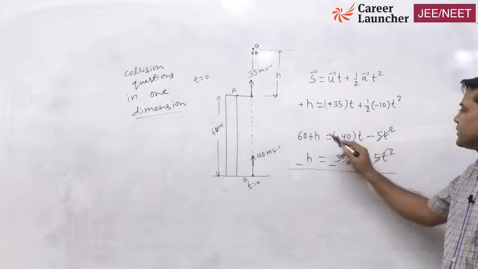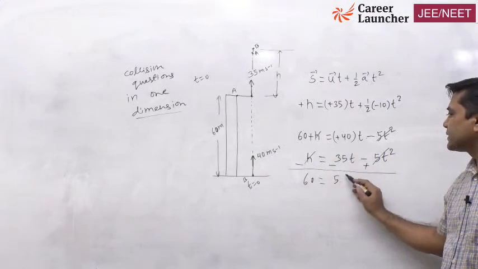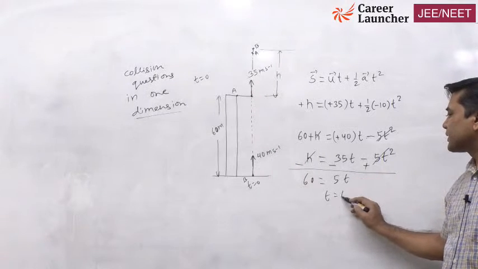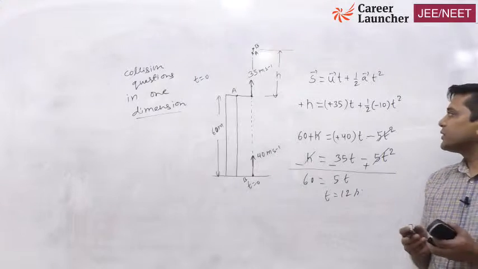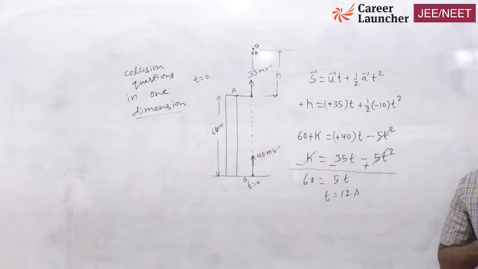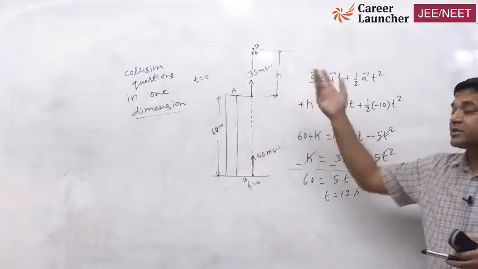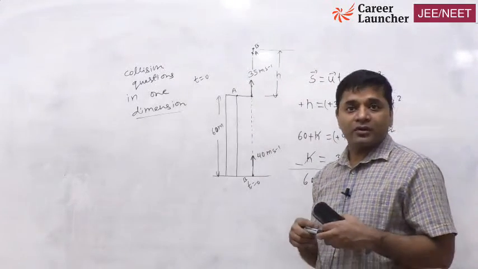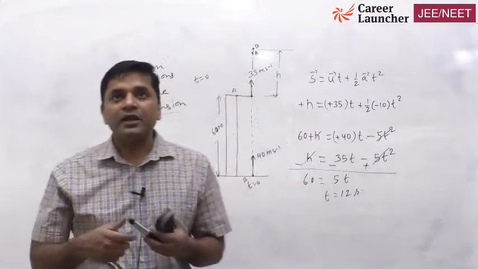This H, H cancels out. 60 equal to 5t. So t equal to 12 seconds. So this is the way to solve the question. You write two equations, solve them simultaneously to know time, t equal to 12 seconds. Let's see in 12 seconds what happens to this object. Are they in the mid-air or not? How to know? Whether they are coming in downward direction, upward direction, how to know?